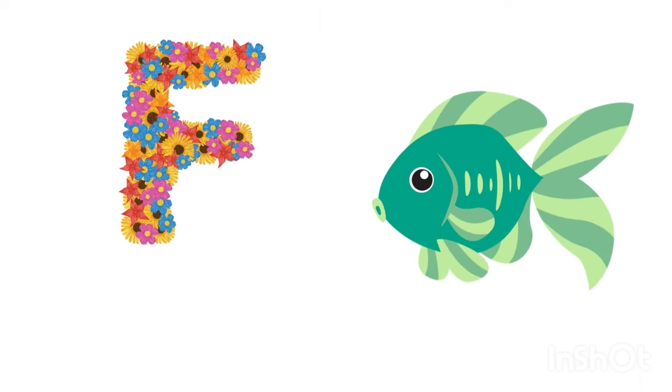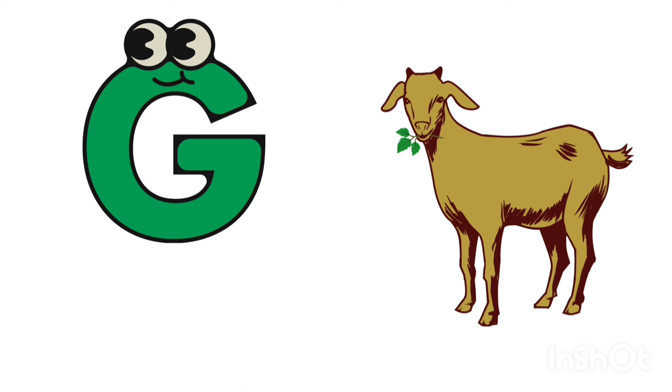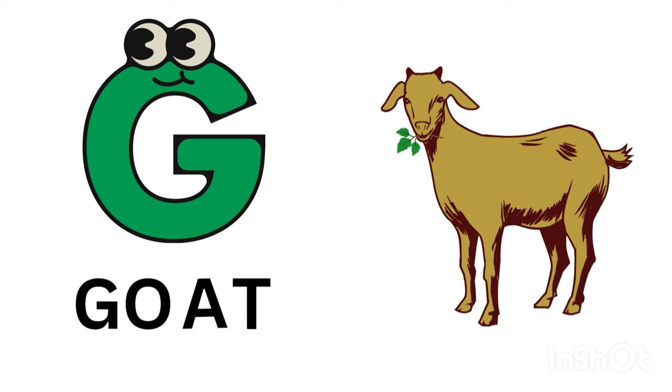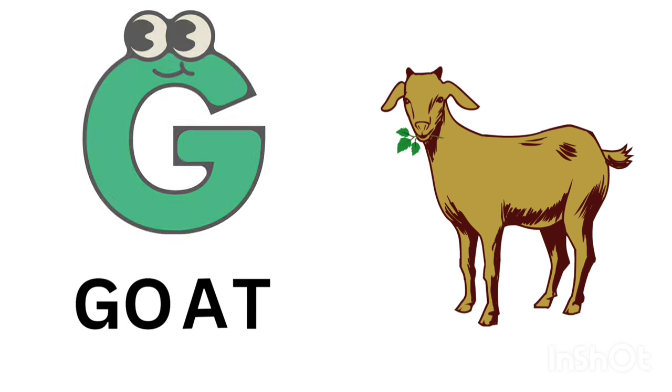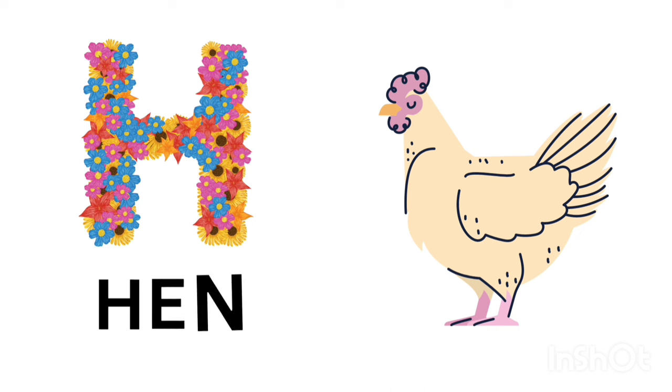F. F for fish. F, I, S, H. Fish. G. G for goat. G, O, A, T. Goat. H. H for hen. H, E, N. Hen.